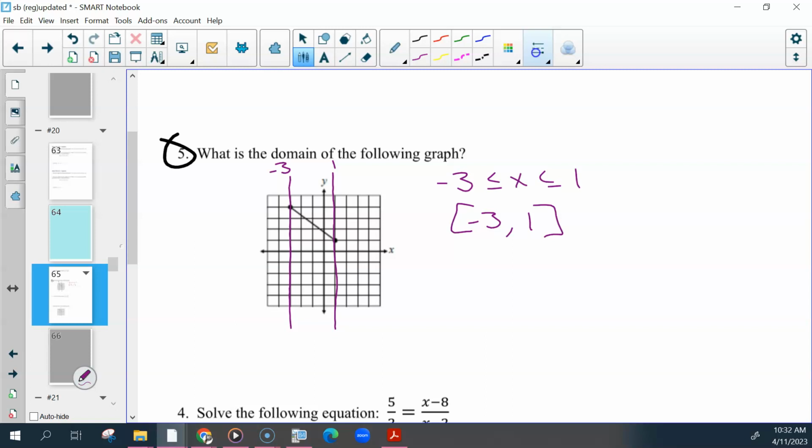Questions on that one? Any other questions on the shark bite before we move on?